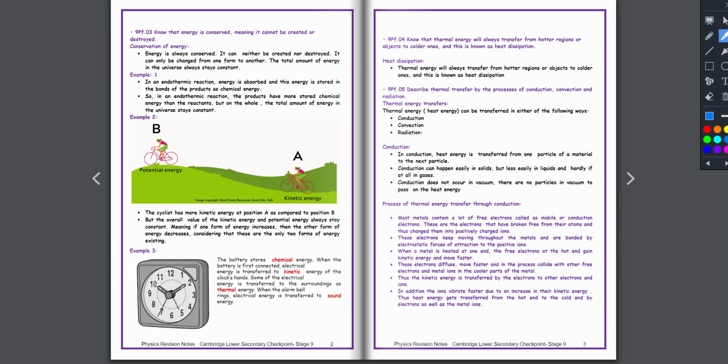In addition, the ions vibrate due to the increase in their kinetic energy. Thus, heat energy gets transferred from the hot end to the cold end by electrons as well as the metal ions. A very, very important concept. Okay, fine. I hope you understood. Now, let's move ahead.